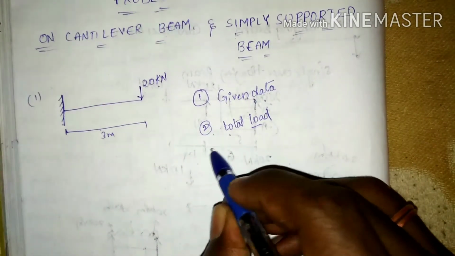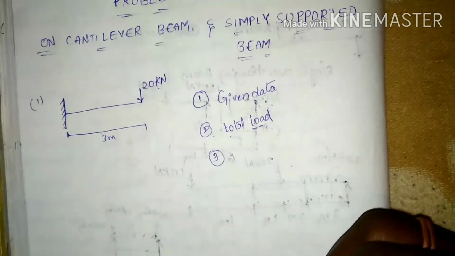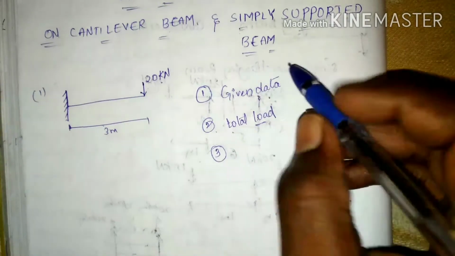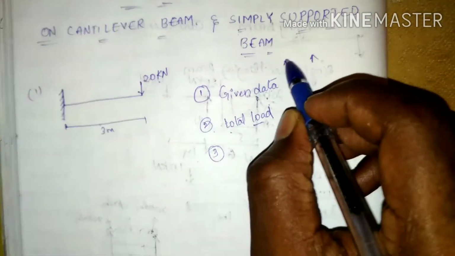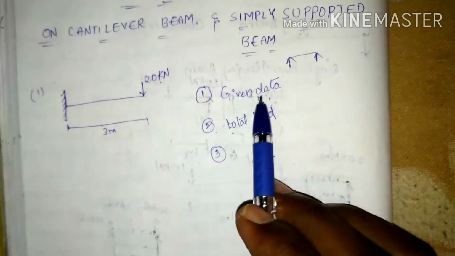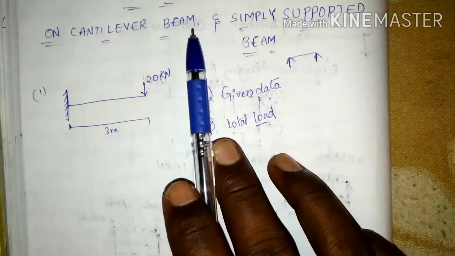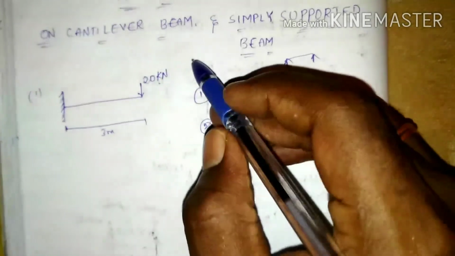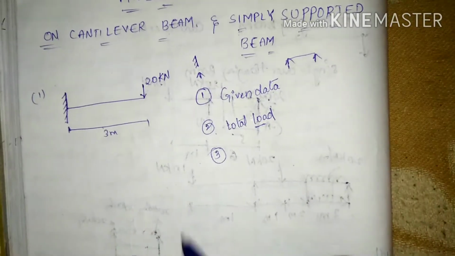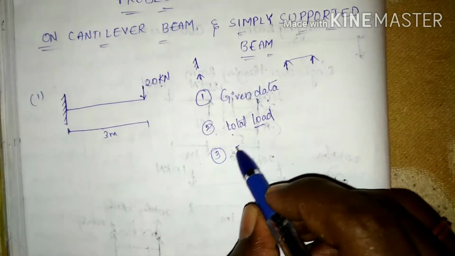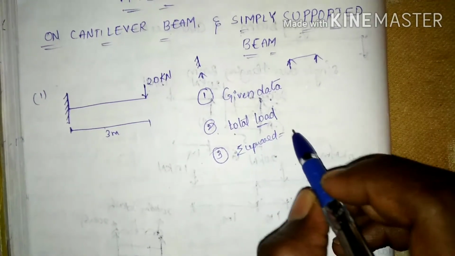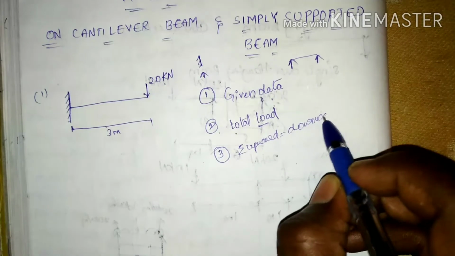Next, how many reactions do we have? For the simply supported beam, we are going to have 2 reactions, RA and RB. Similarly, for an overhanging beam also we are going to have RA and RB. For a cantilever, we are going to have only one reaction at the fixed support. Here, in the third step, we are going to equate upward reactions equal to downward loads.